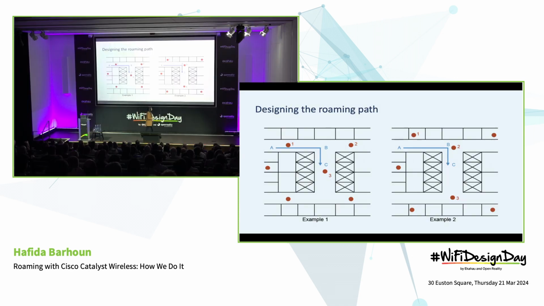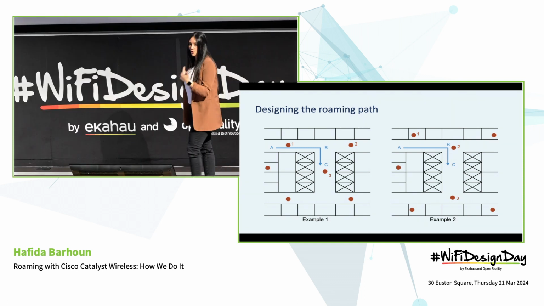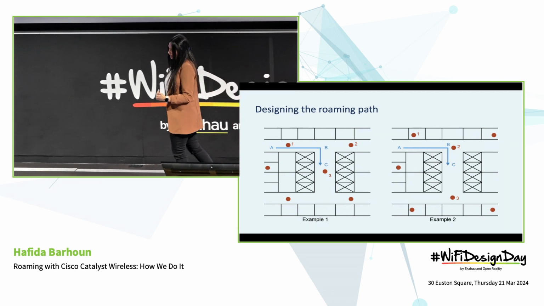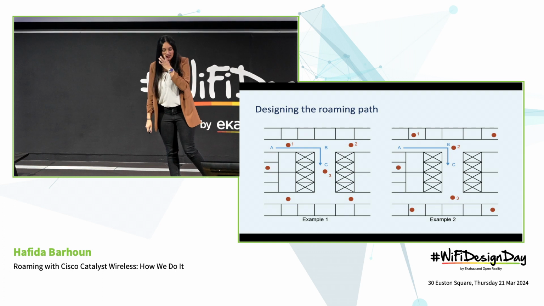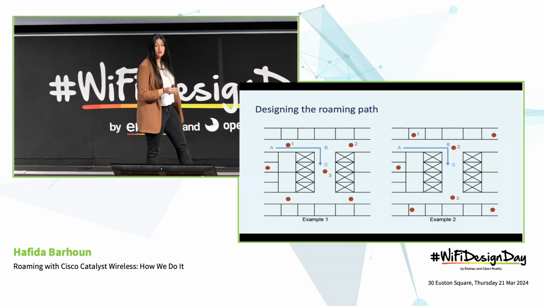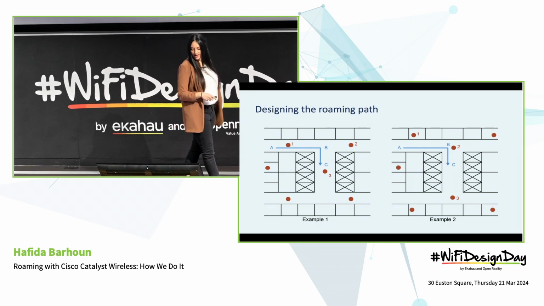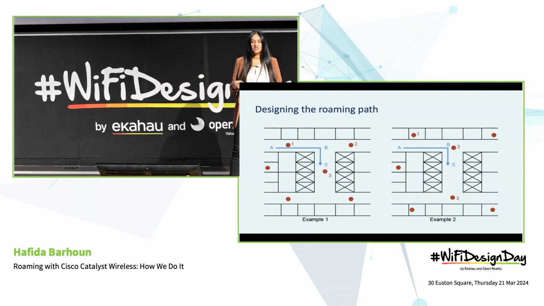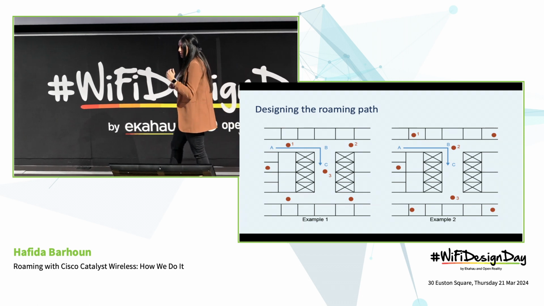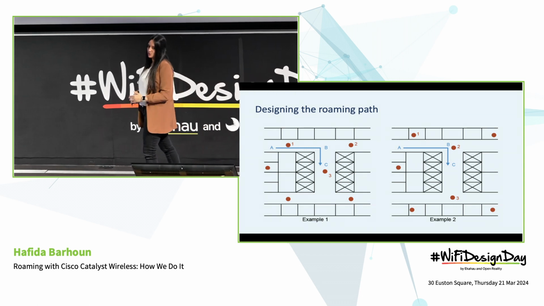Then, when we talk about roaming, one thing that is super important is to understand how people walk and how they roam from one AP to another. So here is a little example to illustrate this. In red, you have the APs. In blue, you have the user path. And in the middle with the cross, you have the lifts. Here, the question is, what is the best AP placement to optimize roaming?